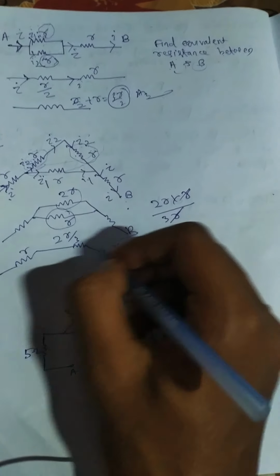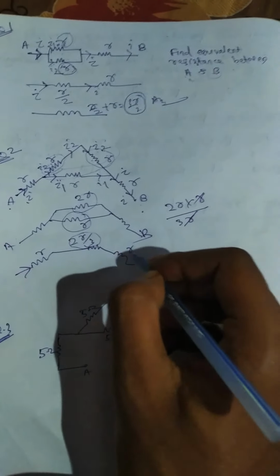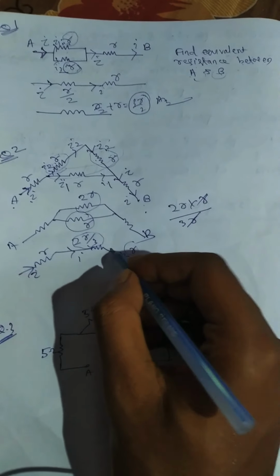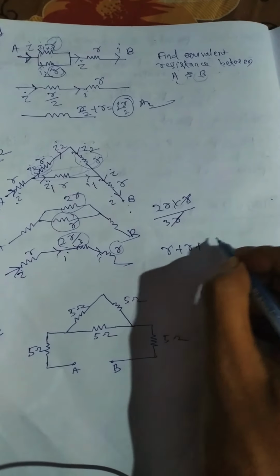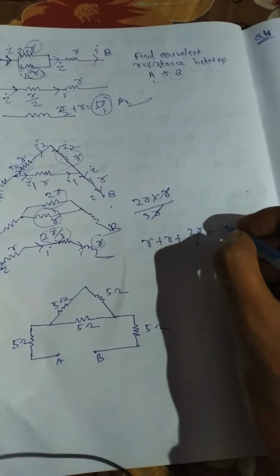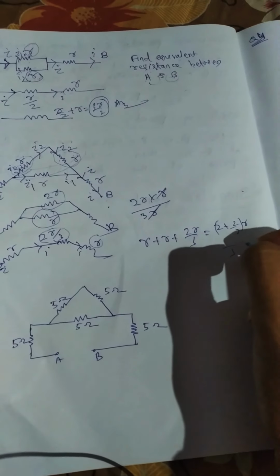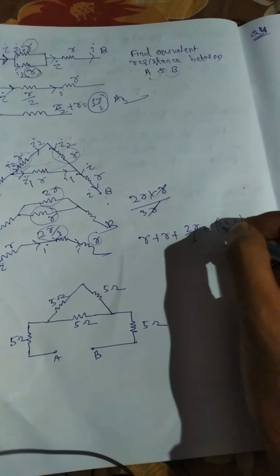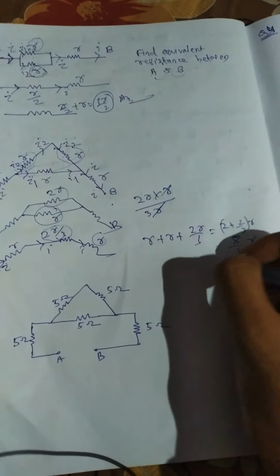See that the current through this 2R by 3 and R is the same, I. Here is also current I, and here is also current I. So the equivalent resistance is simply R plus 2R by 3, equal to (2 plus 2 by 3)R, that is 8 by 3 R. Okay, this is the answer.